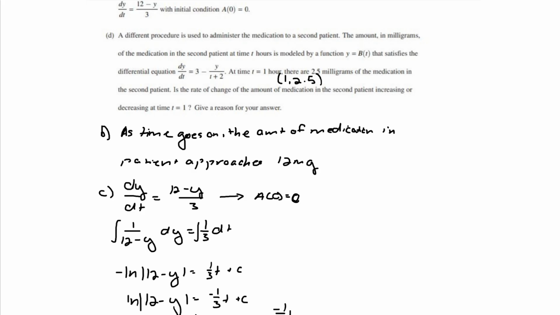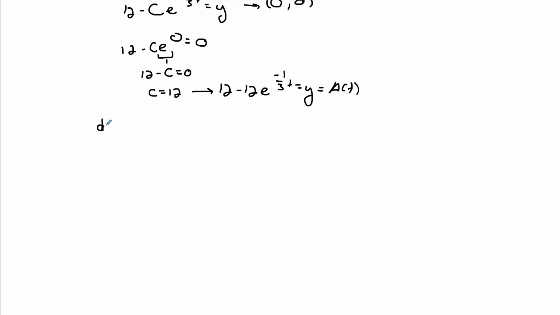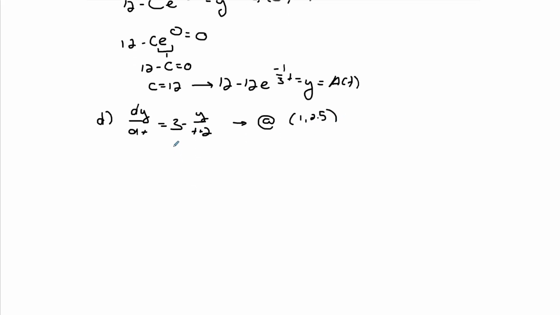Okay, we are being asked for the double derivative, because if we're asked for the rate of change, that is f prime. But the rate of change increasing or decreasing, now we're asked for f double prime. Now we're being asked for concavity. Technically it's B, so we need to find the double derivative here. So we're given that dy/dt equals (3 minus y) over (t plus 2), and we're given the point (1, 2.5). And so let's now differentiate this.